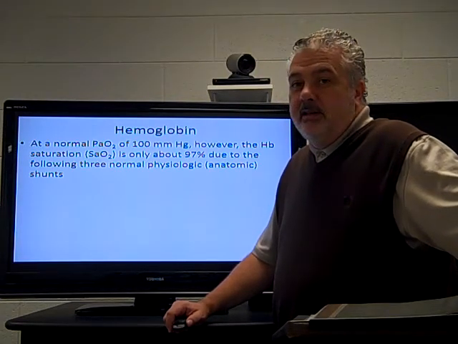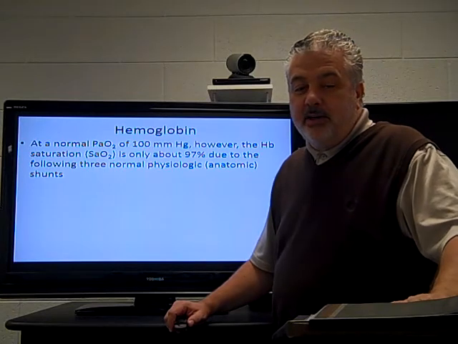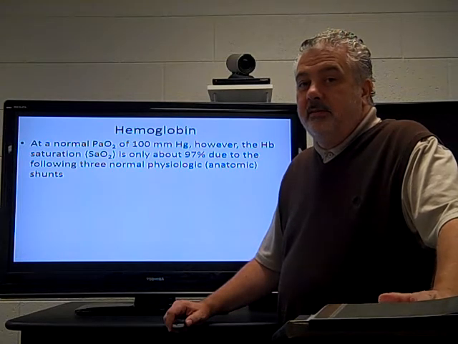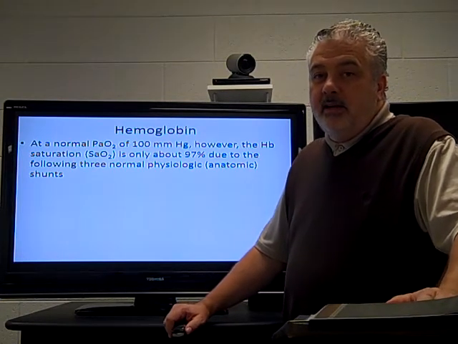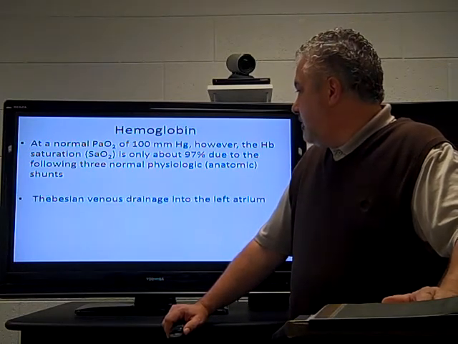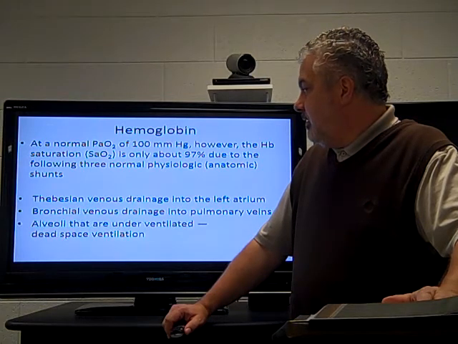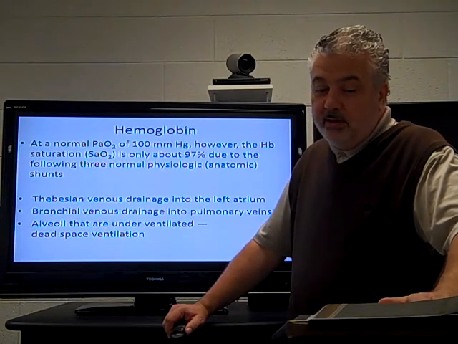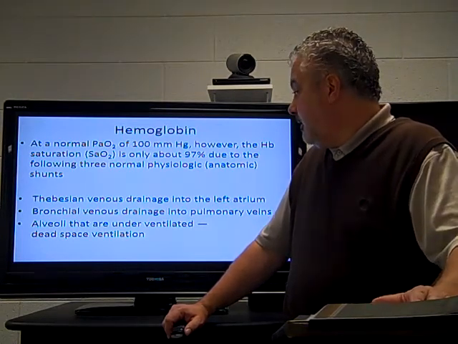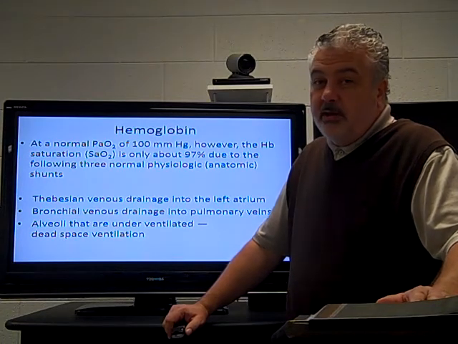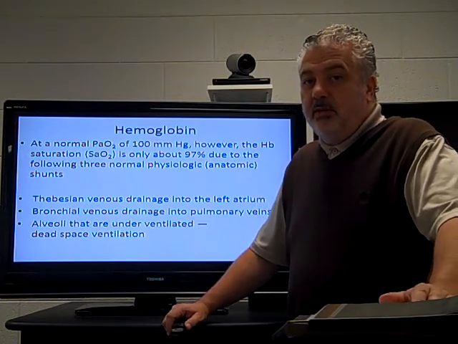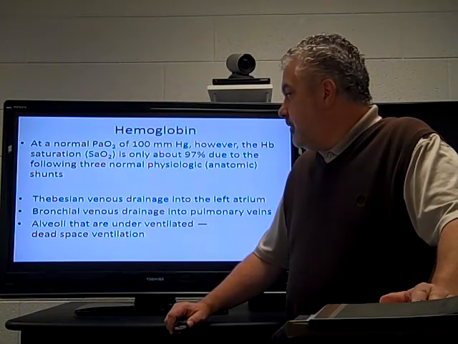Hemoglobin is only about 95 to 98% saturated, so the normal arterial saturation, SaO2, is somewhere between 95 and 98%. It's not perfect, it's not 100%. The reason is shunting, and the Thebesian veins are examples of anatomic shunt, which you should look at in your chapter. This is where venous blood drains directly into the left side of the heart and mixes with oxygenated blood, so that there's a bit lower saturation.